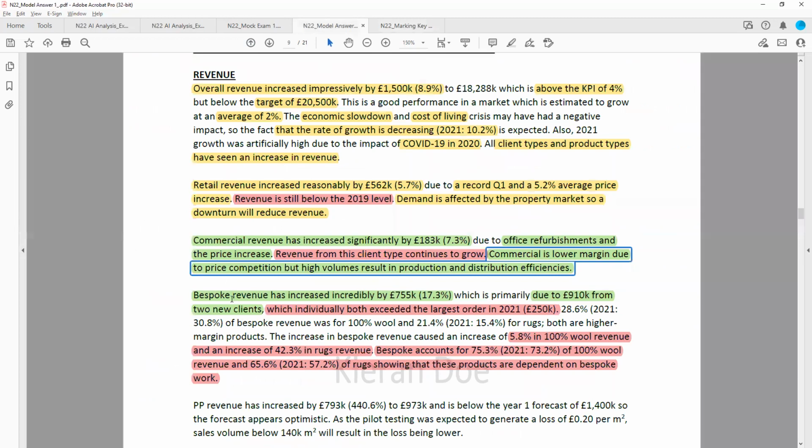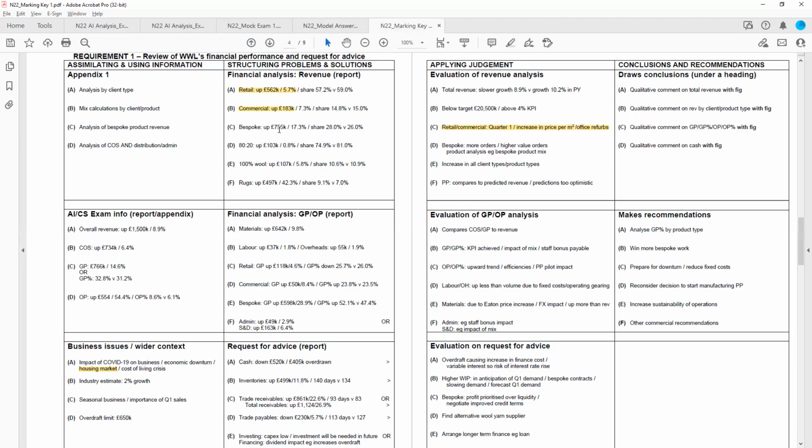Bespoke, I did the same thing. So number, new clients is the reason. So bespoke, I've got the number, more orders, higher value orders, product analysis, e.g. bespoke product mix. I think I've got most of those. My first reason was the higher value orders. So again, I actually did some further analysis there. You didn't get too much additional credit, but maybe on another day you would. So it was impossible for me to predict exactly whether I would or I wouldn't. It's good analysis to do. Unfortunately, I didn't get the mark there. But it doesn't matter. I'm racking up so many points here.